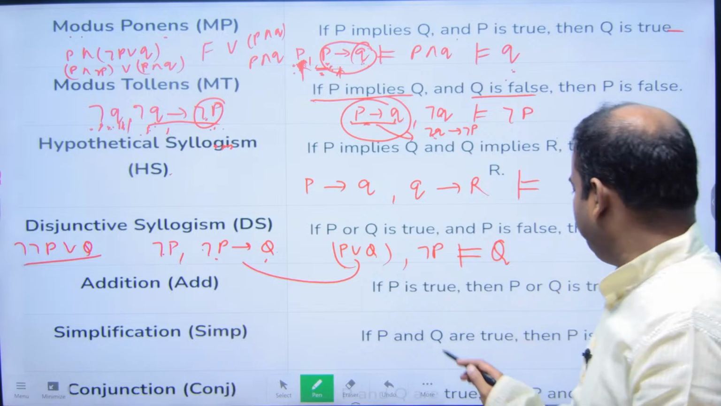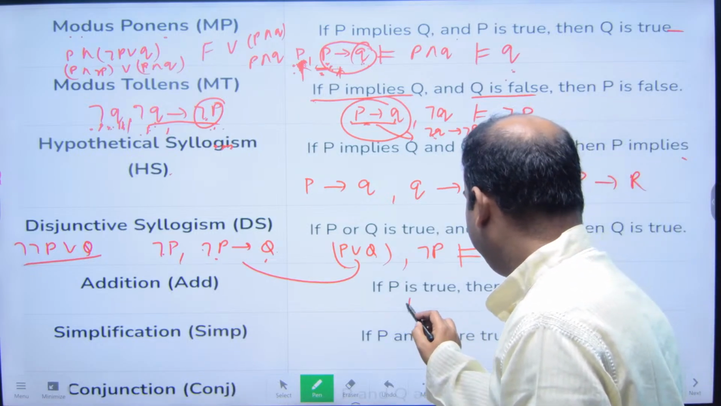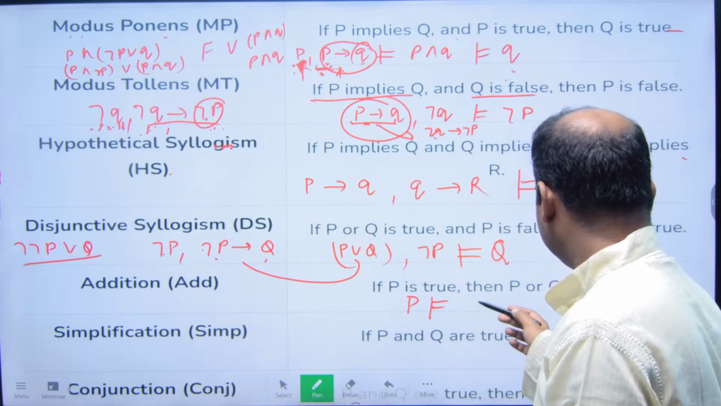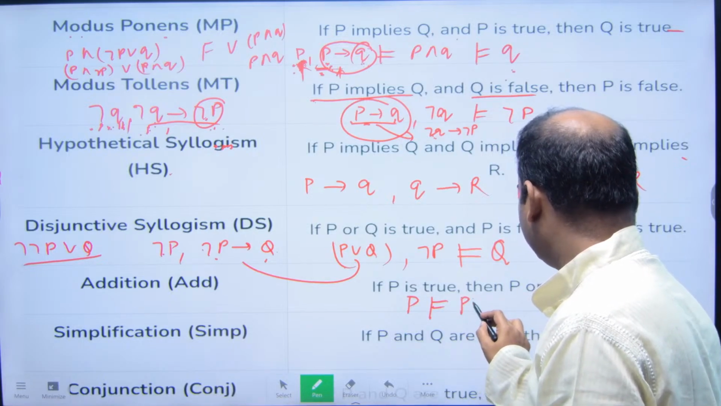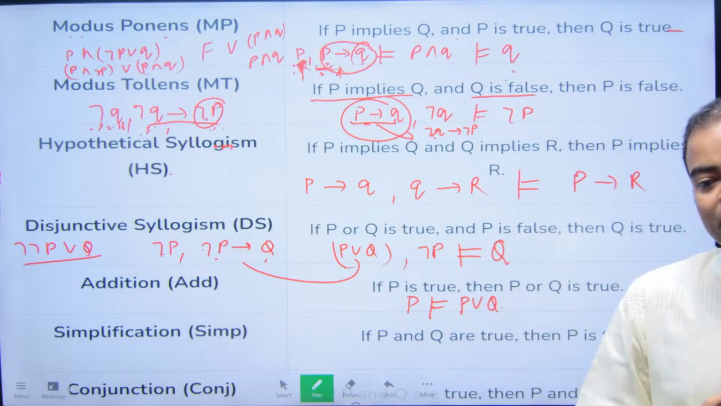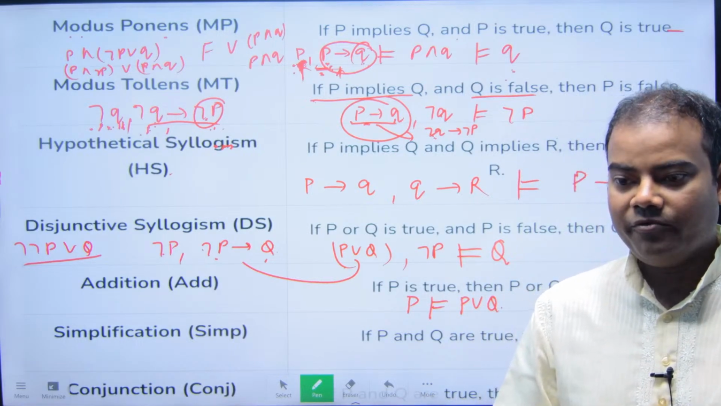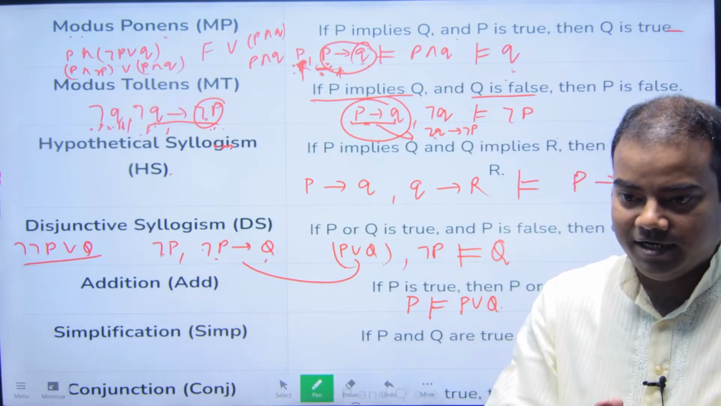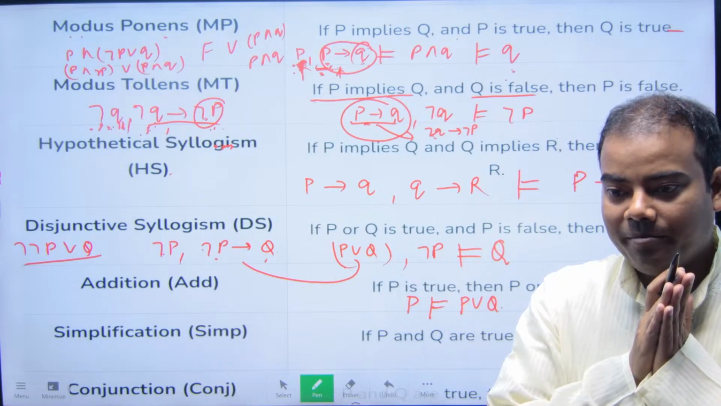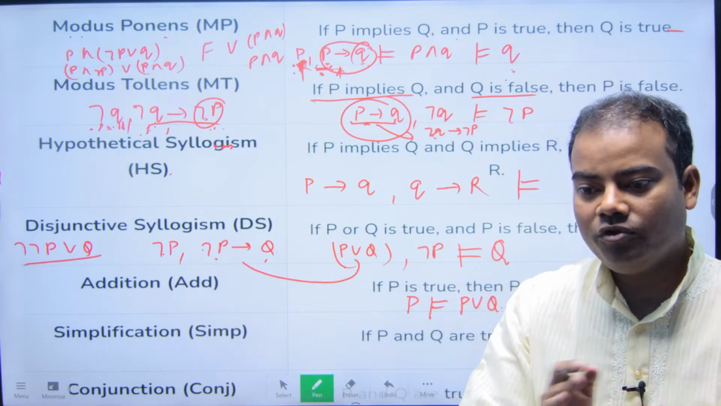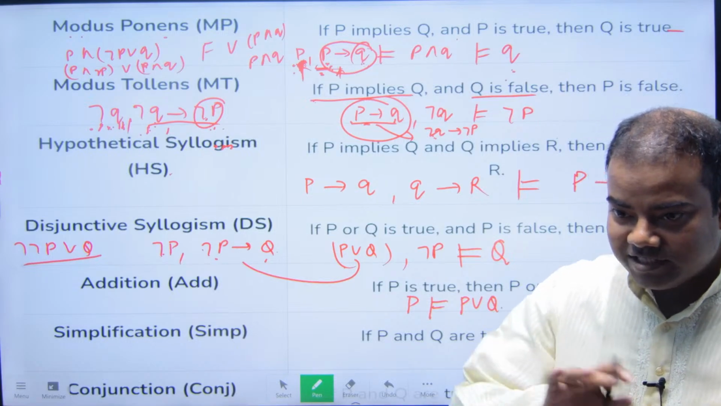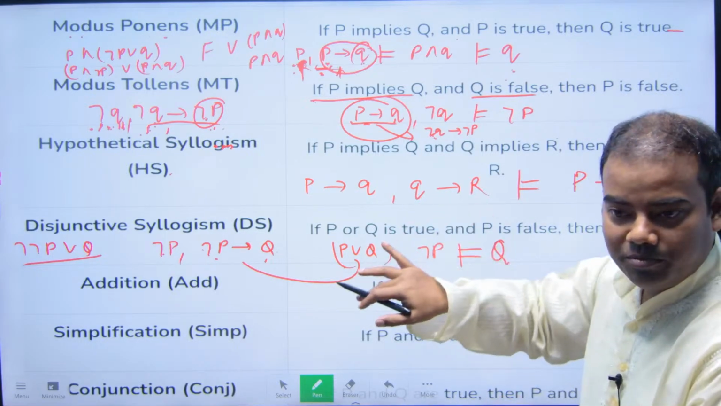Now addition. If P is true, then you can find, this is the easiest you can say, then P or Q is true. If P is true, then you can conclude that P or Q is true. For example, if I say that he is selected in GATE, what do you mean by that? Means if I tell that one of you is selected, then that is also a true statement. But converse is not true. Converse means opposite is not true.